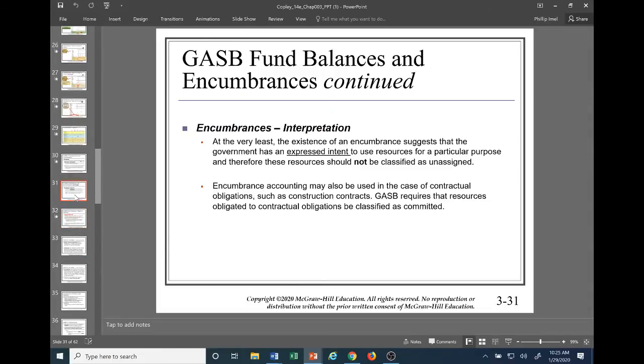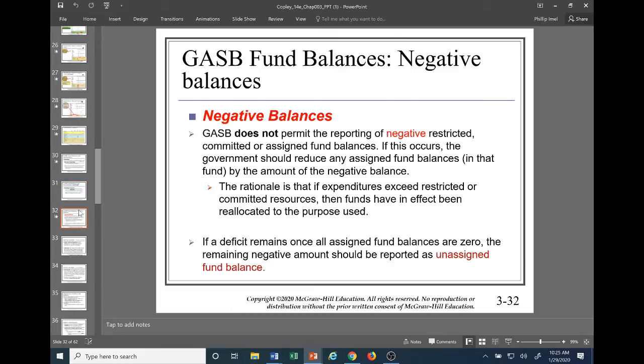So once again, negative fund balances dealing with GASB. We've already established that GASB does not permit any reporting of negative fund balances for restricted, committed, or assigned fund balances. Makes sense, because if they're restricted, committed, or assigned, then that money should be there because we've said that's what it's for. We shouldn't be using it for other purposes. So that's why they're saying we can't report a negative fund balance here, whether it's restricted, committed, or assigned.